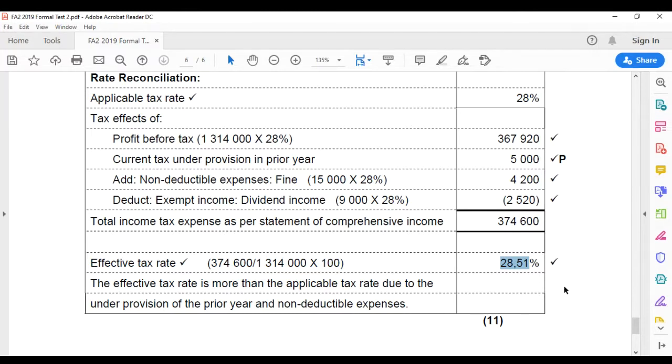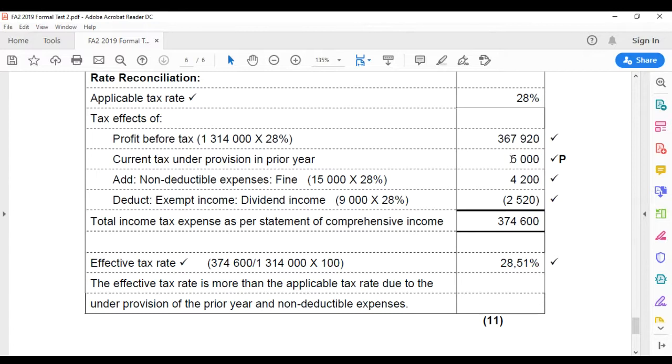In fact, 28.51%. Why is it apparently more? What is the main reason for that? Well, we can see what increased it beyond the 28%. First of all, we can describe it. We can always start this explanation with effective tax rate. The effective tax rate, is it more or less than the applicable tax rate? 28.5 is more than 28, right? So it is more than the applicable tax rate.